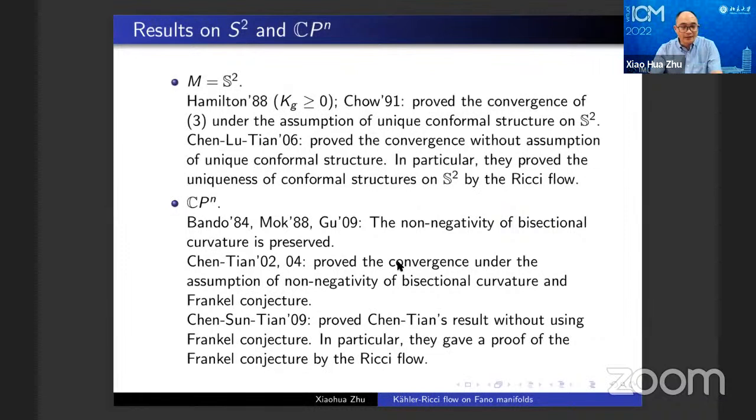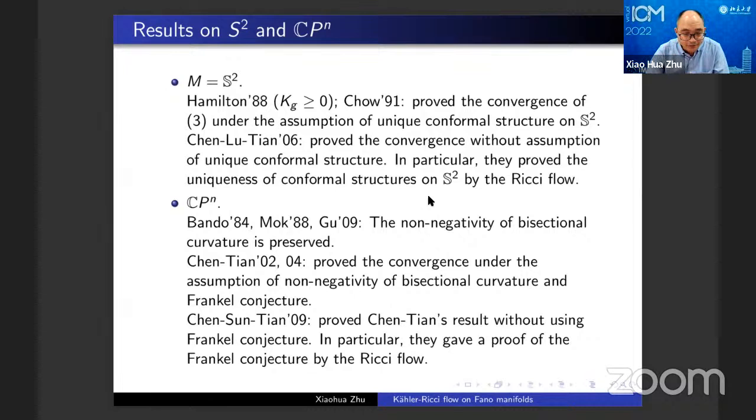So in early work, most work focused on S^2 and CP^n. On S^2, Hamilton in 1988 proved convergence for positive curvature, and later they proved the convergence, but they had to assume the unique conformal structure on S^2. Later, Chen-Lu-Tian proved the convergence without assuming the unique conformal structure. In particular, they proved the uniqueness of the conformal structure on S^2 by Ricci flow.